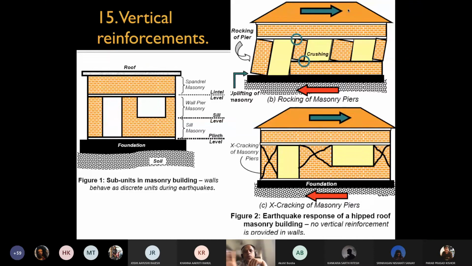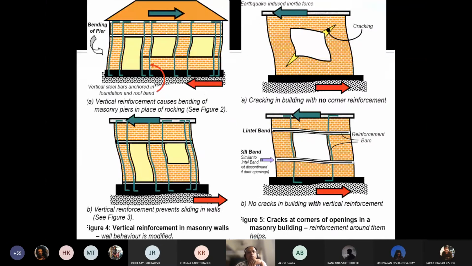One time it will come from left to right, and it will elongate on the diagonal axis, from bottom left to top right. And when it comes back and oscillates in the other direction, it will stretch along the longer direction. So in both instances, the X cracks become visible. This is how these failures start in masonry structures.